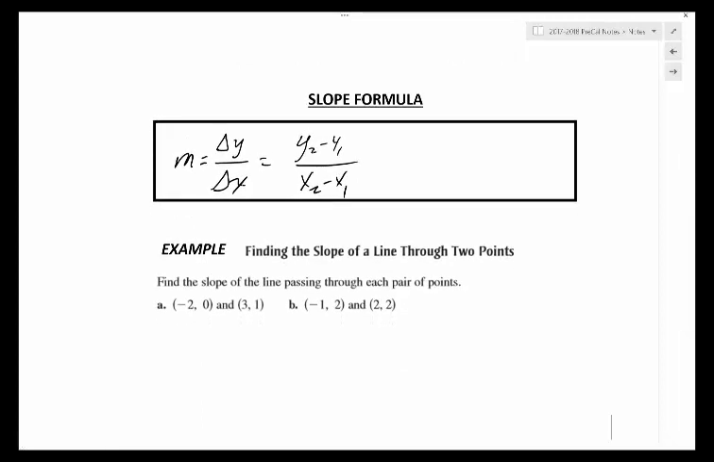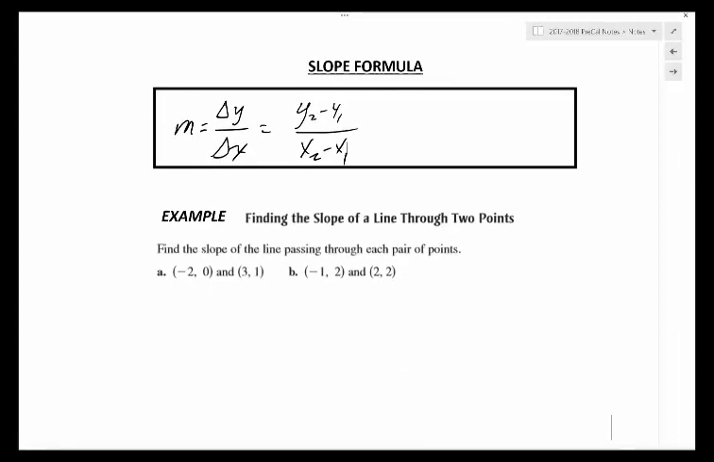So for example, find the slope of a line that would pass through each of these pairs of points, through negative 2, 0 and 3, 1. Well, in identifying these as x1, y1, x2, y2, then I would say that slope is equal to, I write my formula down because that helps me remember it, y2 minus y1 over x2 minus x1.